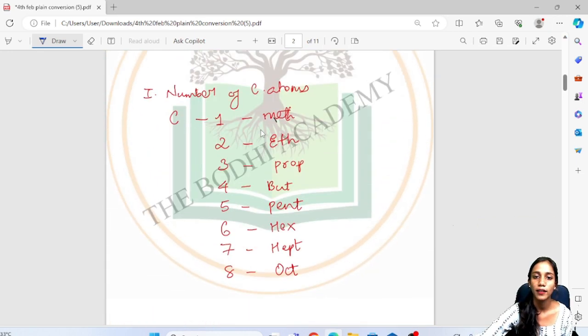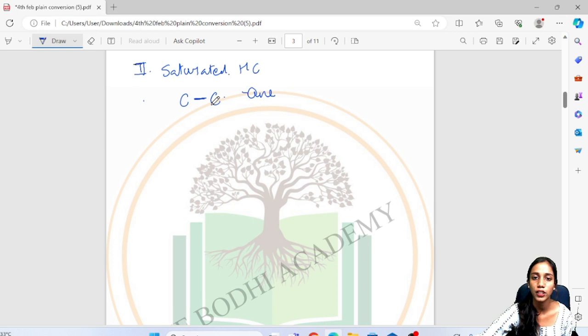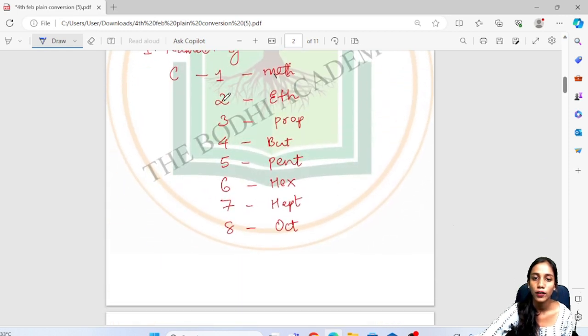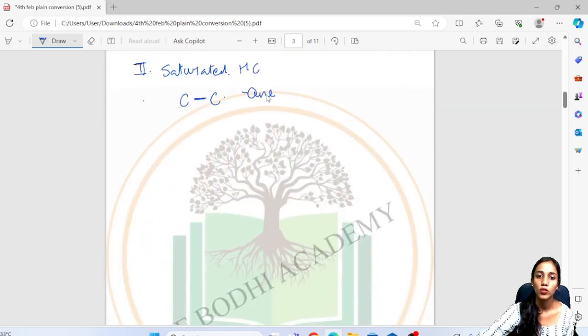The number of carbon atoms over here is 2, and we know that if there are 2 carbon atoms, the first word is ETH. So I will write the first 3 letters, ETH. And we know that for saturated hydrocarbons, which have a single bond, the suffix is ANE. So the name of this hydrocarbon will be ethane. So the saturated hydrocarbons carry a suffix, ANE, added at the end.